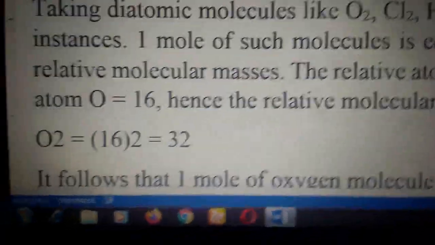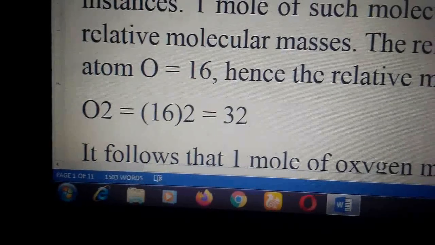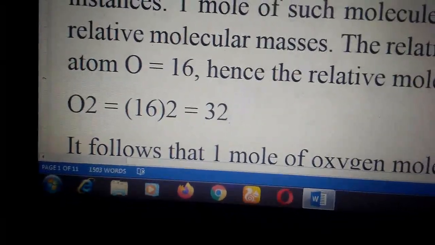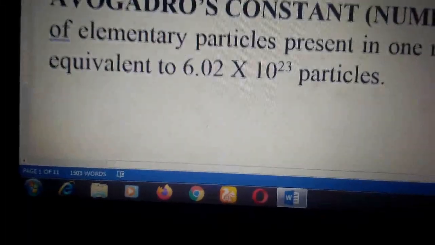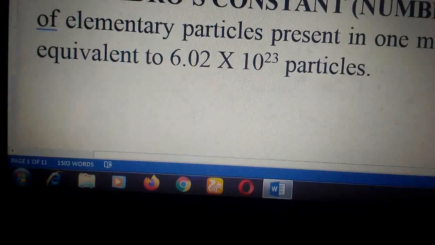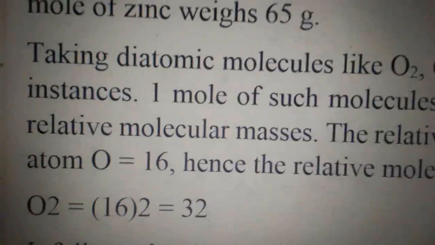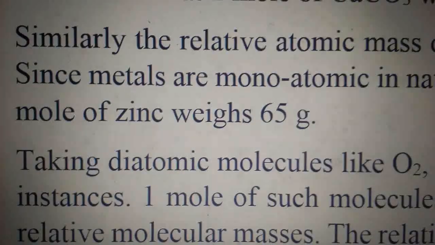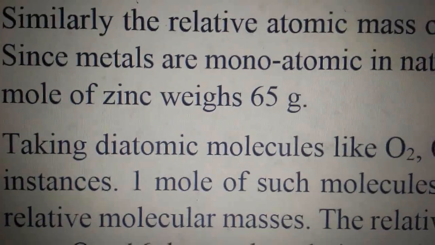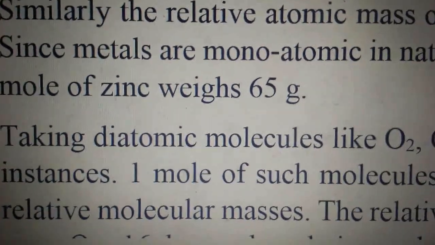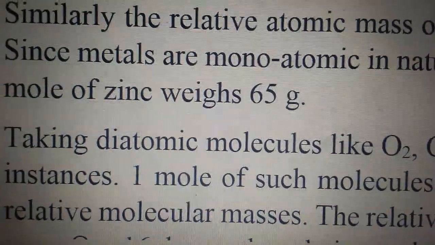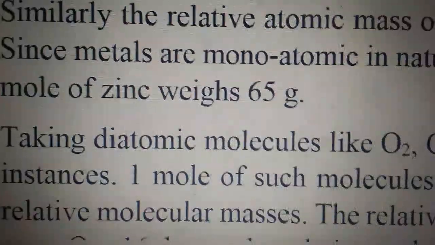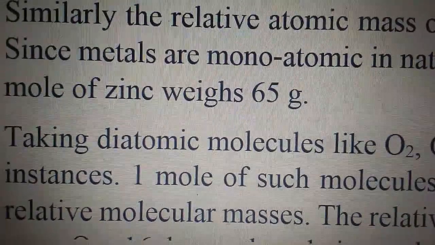For our previous example, we say that 1 mole of oxygen molecule weighs 32 grams. What it means is that in 32 grams of oxygen, we have 6.02 times 10 to the power 23 molecules of oxygen. Also, in the previous example, we say that 1 mole of zinc is equal to the atomic mass, which is 65 grams. It means that in 1 mole of zinc, I will have Avogadro's number, 6.02 times 10 to the power 23 atoms of zinc.